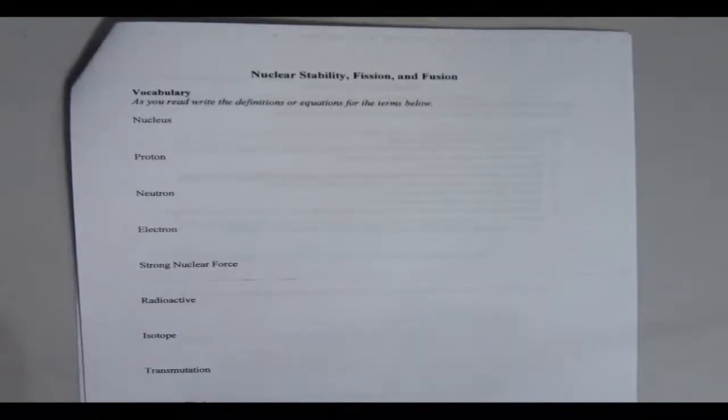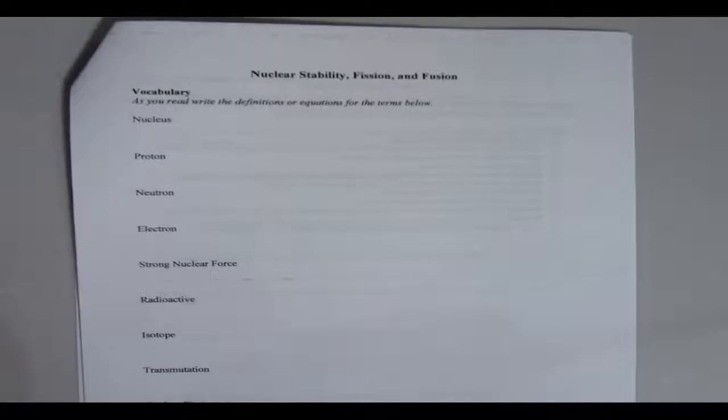Alright, so here we go. Nuclear stability, fission, and fusion, vocabulary. As you read the definitions, write the definitions or equations. In other words, break down each one of these. Most of them are definitions. I think all of them might be. Every now and then in physics, you'll have things that are really just best described with an equation. I don't think any of these are those. So, here we go.